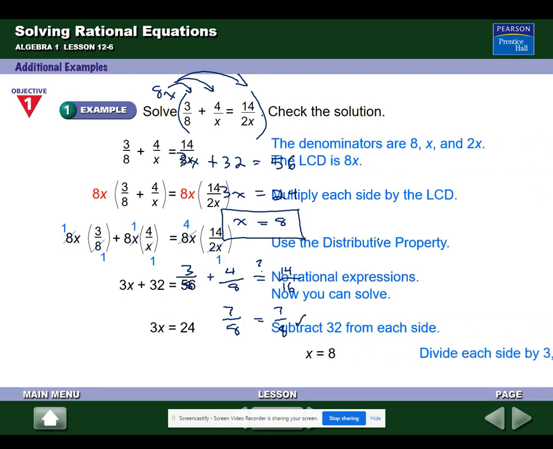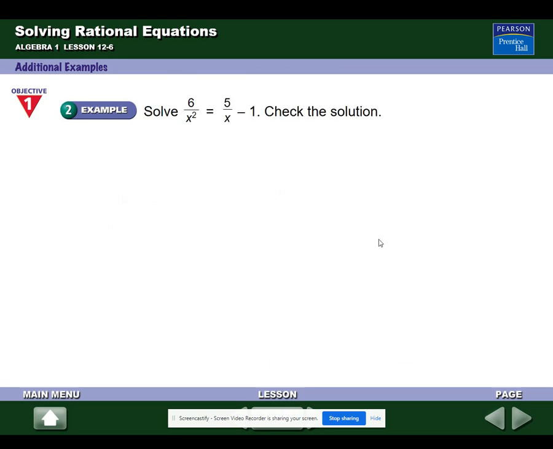Moving on. How about this one? I'm going to employ the same idea. So think about it for a second. What would you multiply through by? If you said x squared, that would be correct.